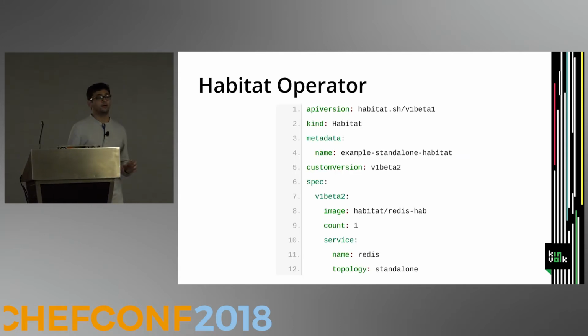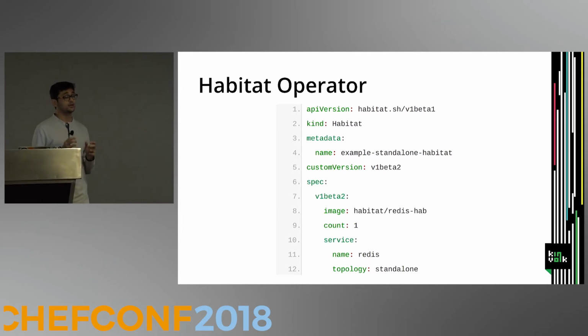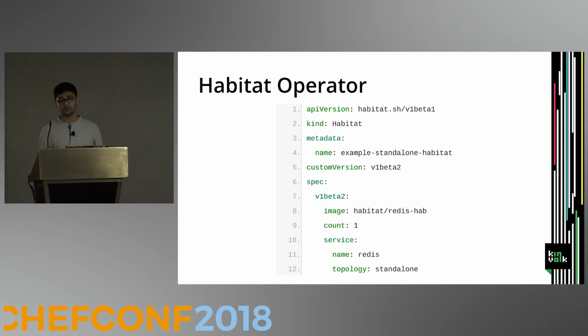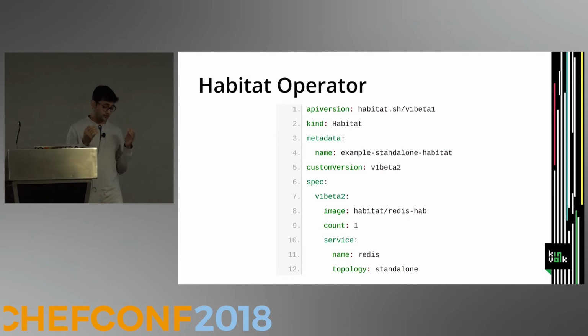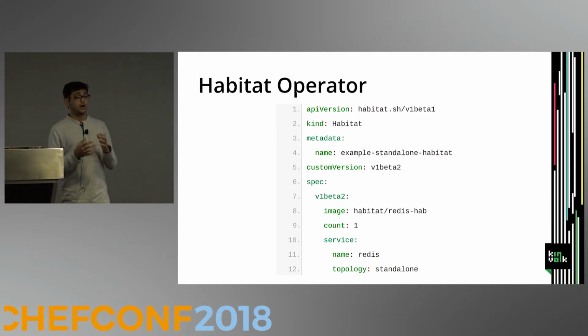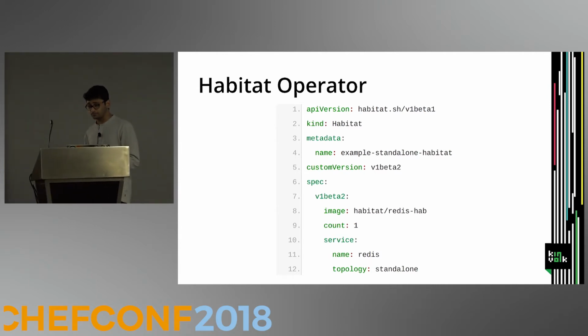A sample CRD definition looks like this. Take a look at line 2 there. The kind is Habitat, which tells Kubernetes that here's the custom resource that we want to be defining. And if you look around lines 8 to 12, that's telling Habitat the specific Docker image and how many replicas you want. And lines 10 to 12 are fields that map directly to the Habitat concepts themselves, the name and the topology.